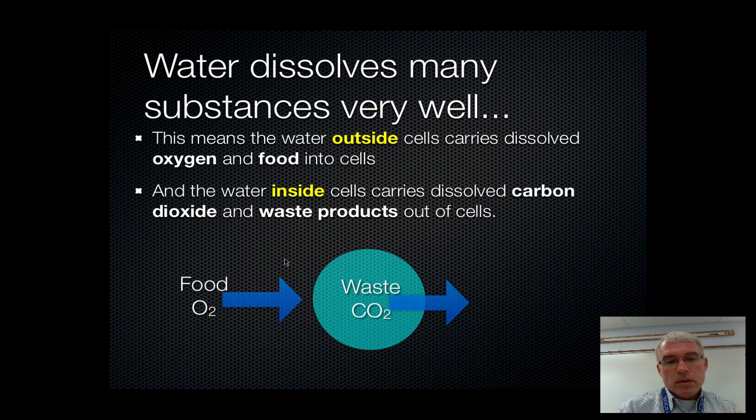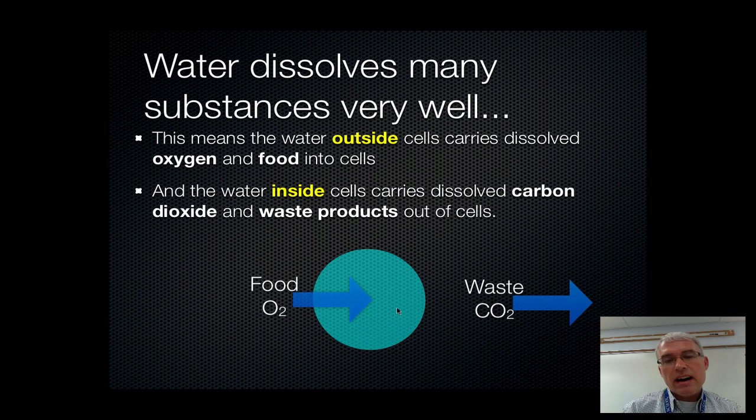And so the water inside the cell is then going to be accumulating the waste products like carbon dioxide and urea, the stuff that makes urine yellow. So for a cell to stay balanced and stay alive, the food molecules and the oxygen have to move in, and the waste products have to get out. This happens because of water's ability to dissolve these substances.